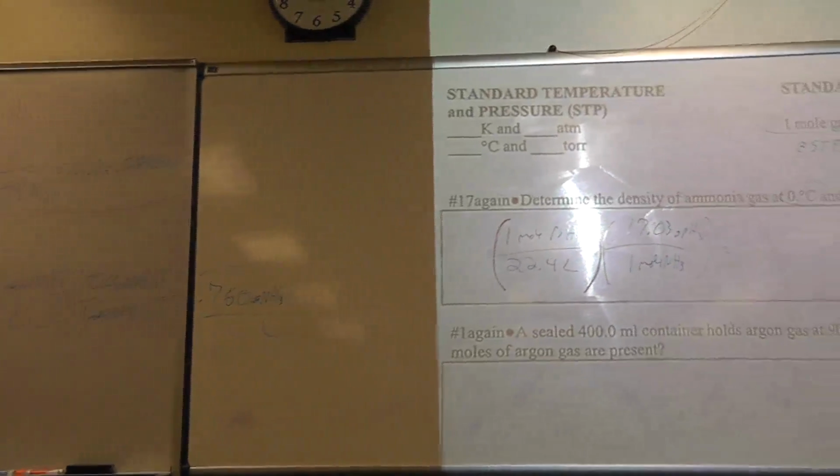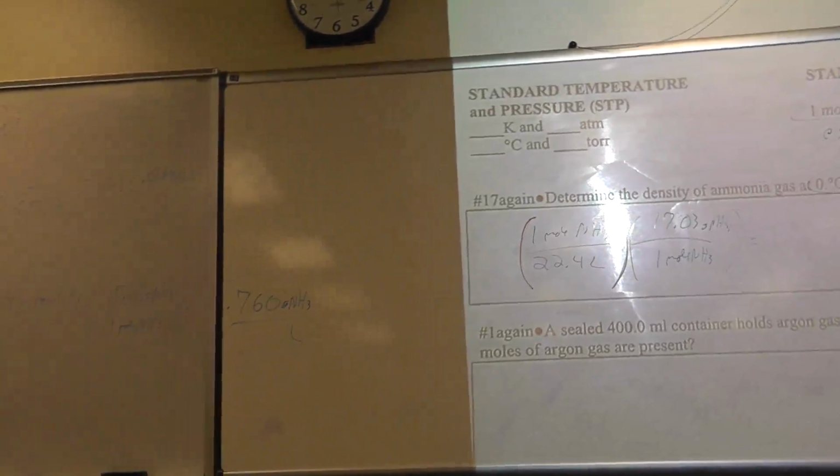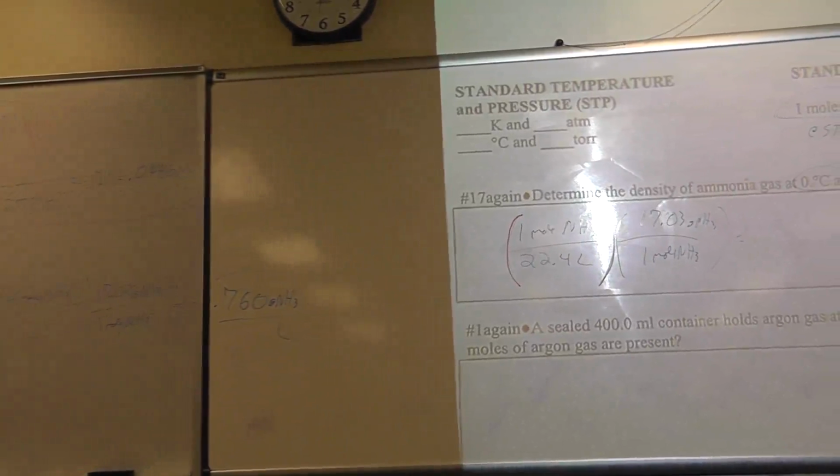Question about that shortcut. On your calculator, divide 1 by 22.4.